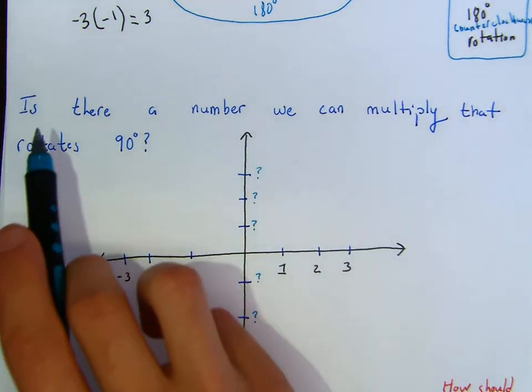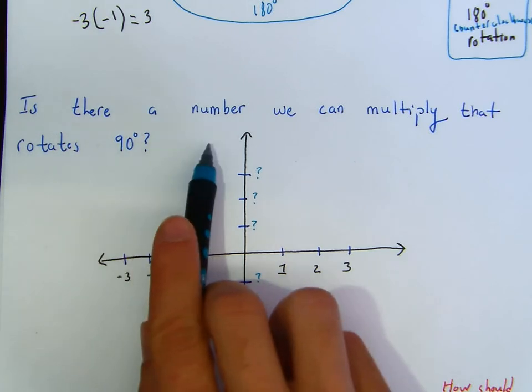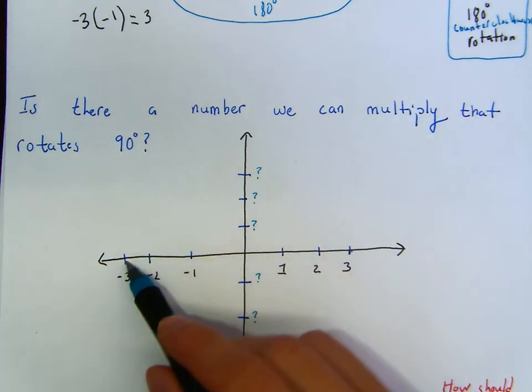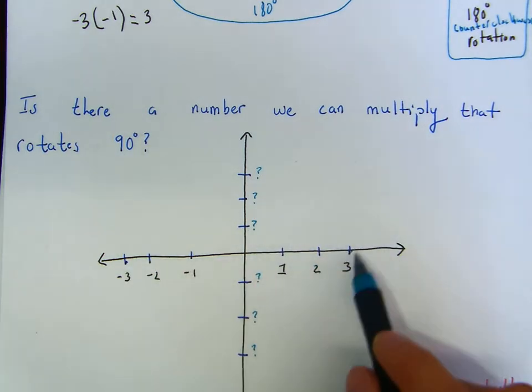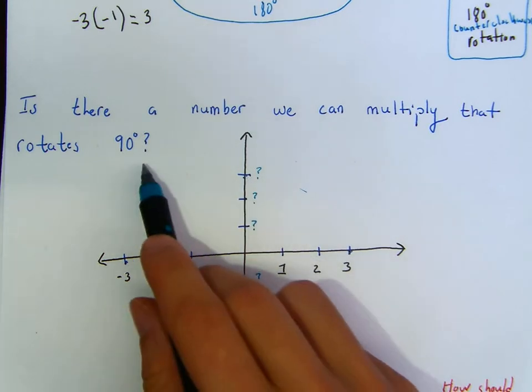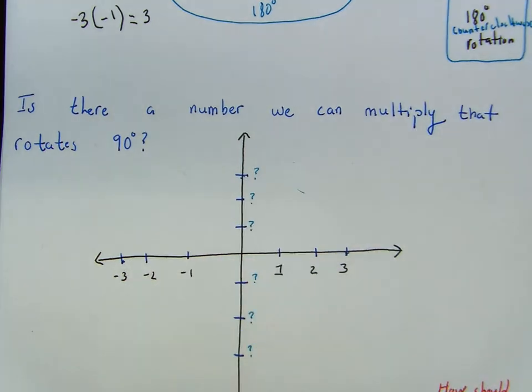The question we have is, can you think of a number that if I multiply to, let's say, 3, it doesn't create a 180-degree rotation that brings me here, but instead it brings me here to a 90-degree rotation? Can you think of a number? If you want, pause the video and let's see.